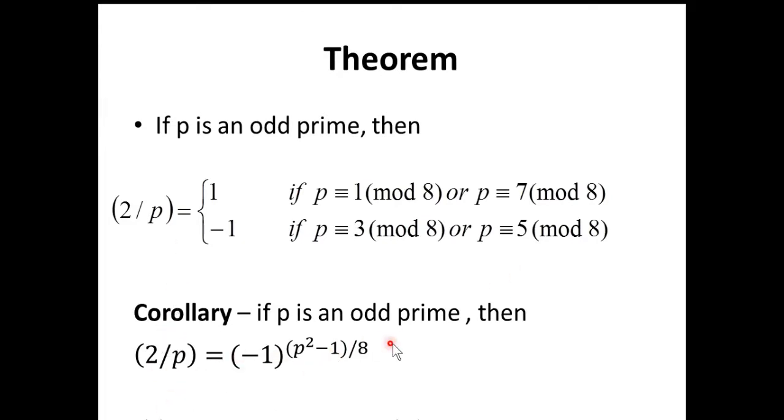This is the corollary to this result. It says that if p is an odd prime, then this value (2/p) will be (-1) to the power (p² - 1)/8.